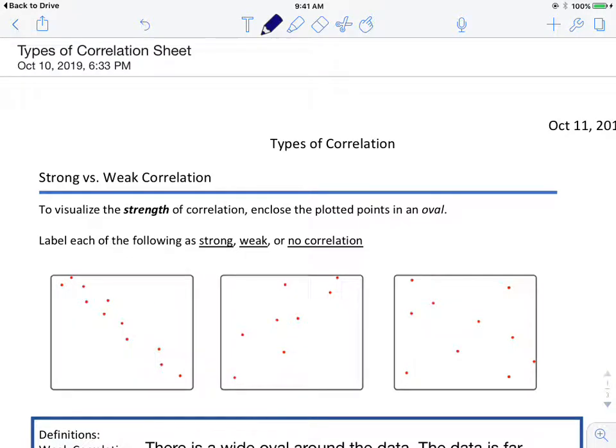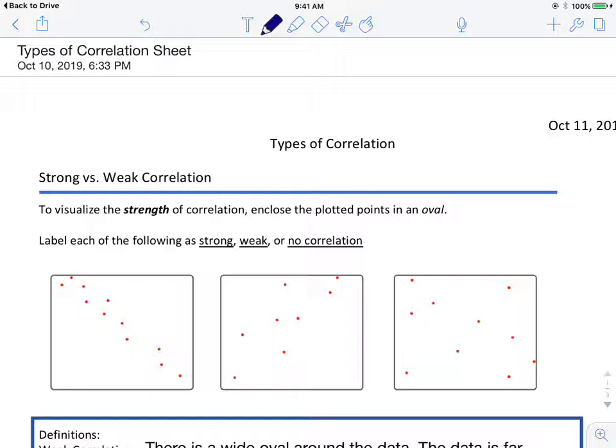In today's lesson, we're going to discuss the types of correlation, which is another way of describing trends in a scatter plot. We've already had some discussion on this. We're going to continue. The first thing we're going to talk about is strong versus weak versus no correlation.